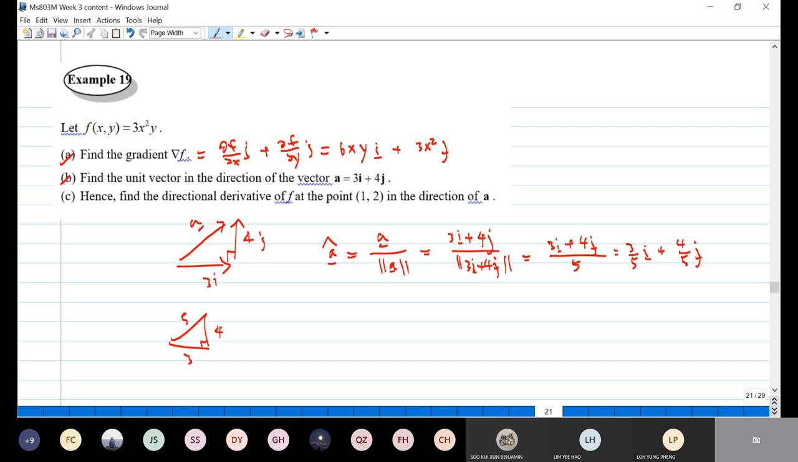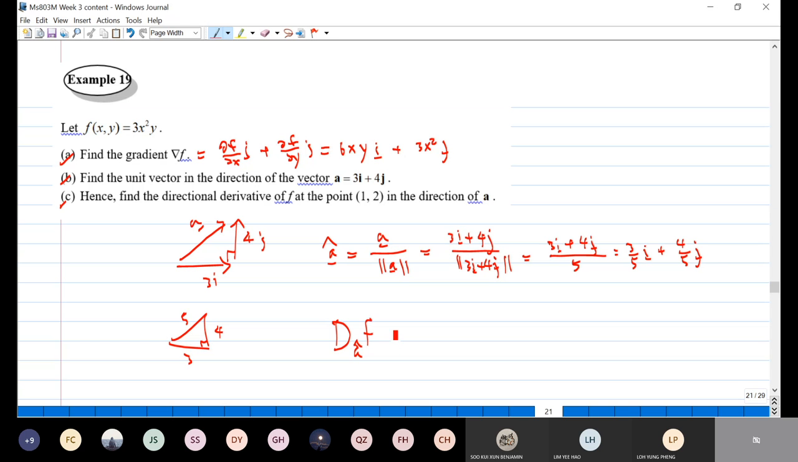Okay. So the last part, part C here. Find the directional derivative of f at the point (1, 2) in the direction of a. So how do you write this? Okay, now, the directional derivative, we can write this: the direction of a, unit vector a, right, of f.